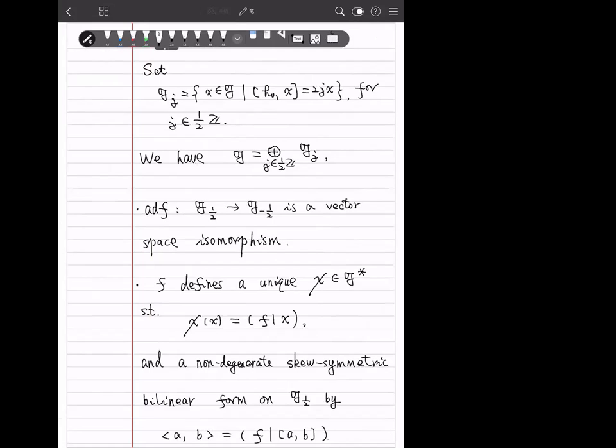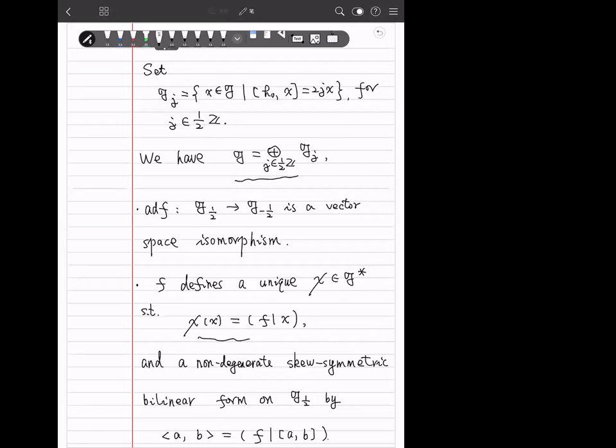Then we can define this g equal to this. Now we get the gradation of g. We can see that this is a vector space isomorphism, and in this f we can define the unique linear functional chi satisfying this. And also it defines the non-degenerate symmetric bilinear form on g.